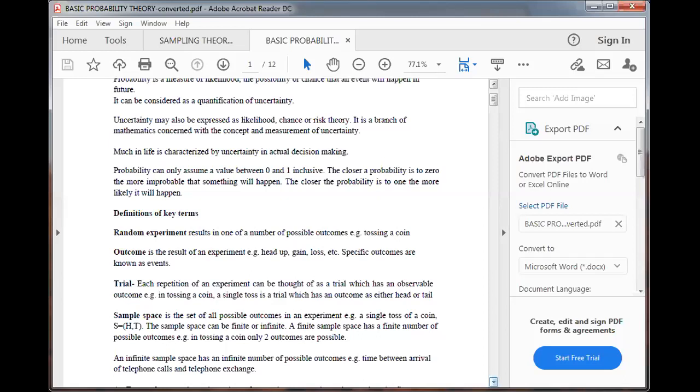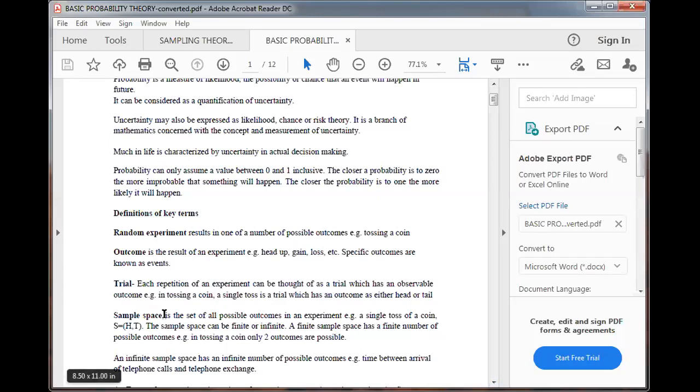Then we have what we call a trial. A trial is the repetition of an experiment. If I toss the coin first, I have done the first trial. If I toss twice, then that is the second trial, and so on and so forth. So the repetition of an experiment is what we call a trial.